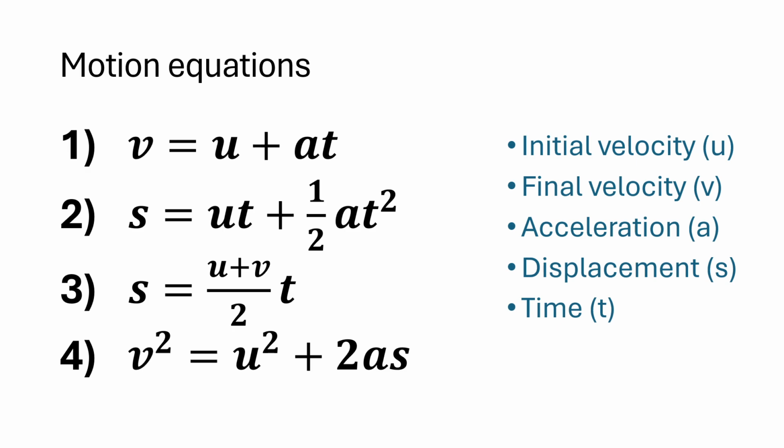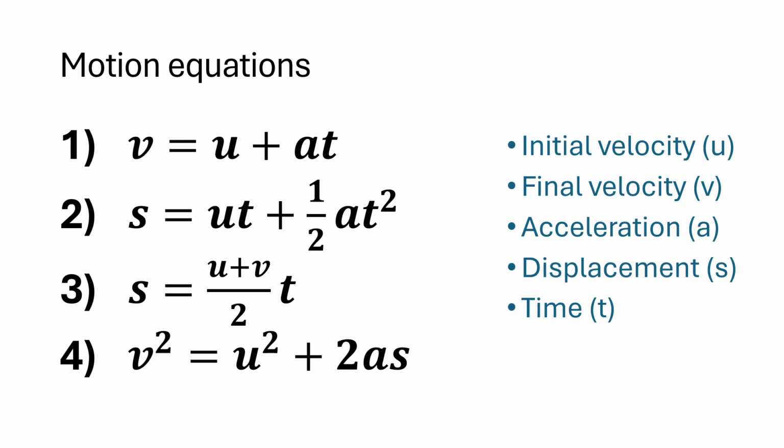So first of all, our initial velocity and final velocity. Those we measure in meters per second. Initial velocity we denote as U and final velocity as V. Then acceleration, meters per second squared are the SI units. Quite self-explanatory, we use A to denote that. Displacement, S, and that will be in meters, and time in T.